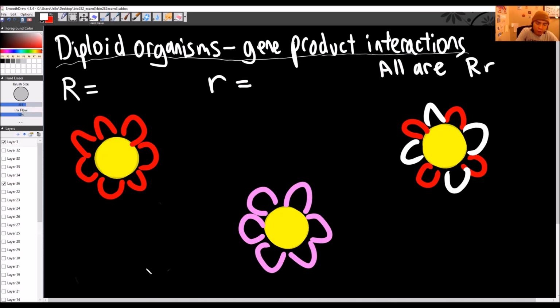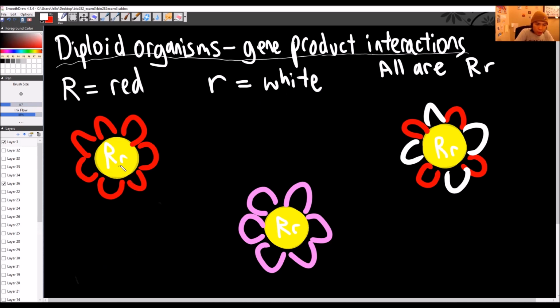We're looking at a flower, and we're looking at the color of the petals. So let's say that the genotype for each one is big R, little r for their petal color. Our big R allele is said to code for red, and the little r is said to produce the phenotype of white petals.